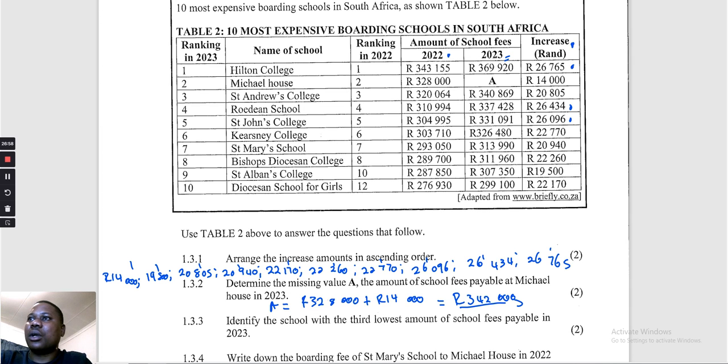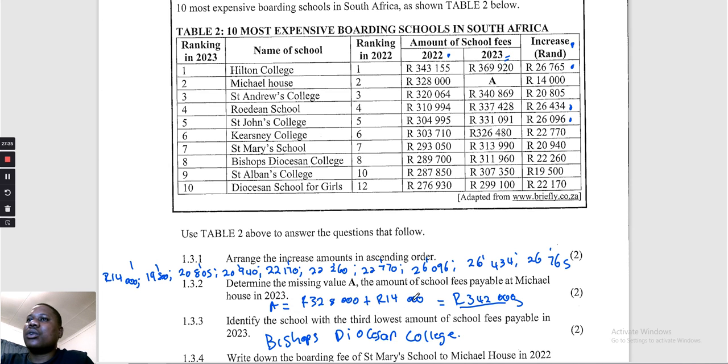Now let's go down, 1.2.3. They say identify the school with the third lowest amount of school fees payable in 2023. So in 2023, already these schools have been arranged according to their rank. Okay, so they need the third lowest. Remember, this is the first lowest, the second, and the third lowest. So that school is what? Bishop. Yeah, it's Bishop's Ocean College.